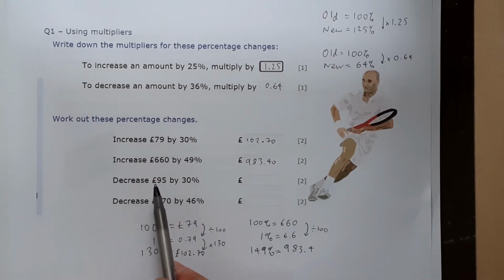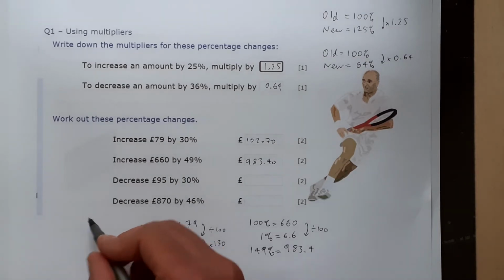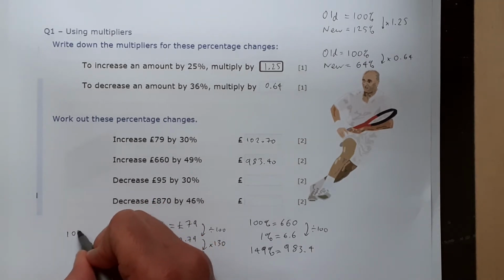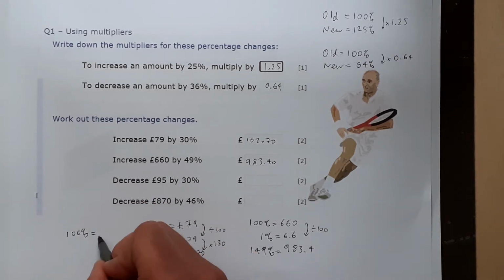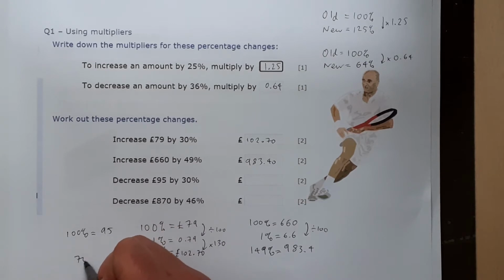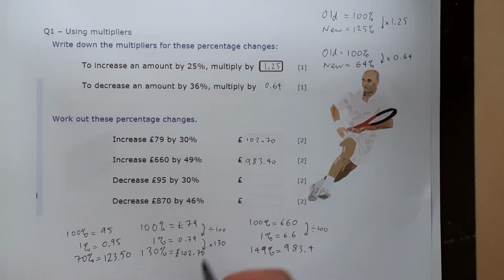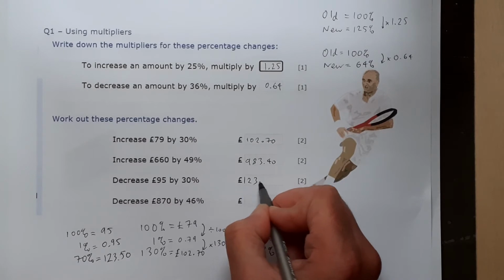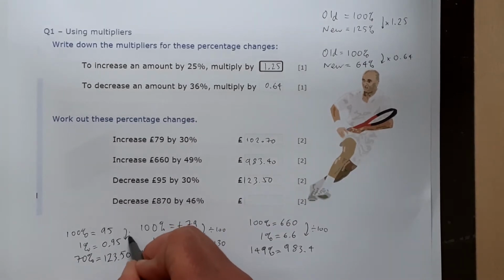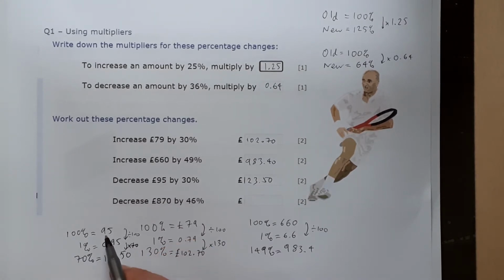Okay, now when I decrease this amount by 30%, I'm still starting out with 100%, which is 95, but I'm decreasing by 30, so I want to go to 70%. I'm going to go via 1%, which is 0.95. And a swift bit of working out, but exactly the same thing. Divide by 100 times by 70, because I'm finding 70%.